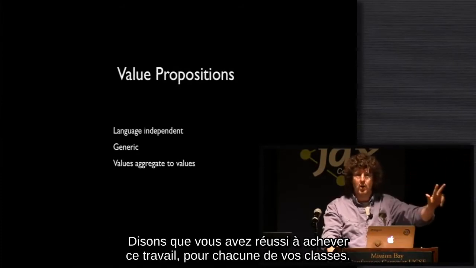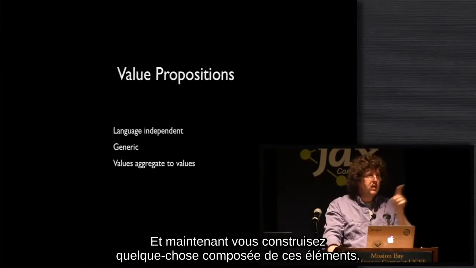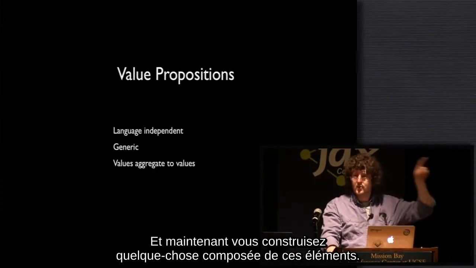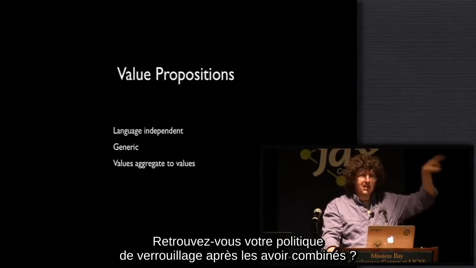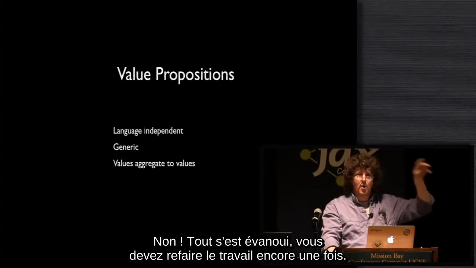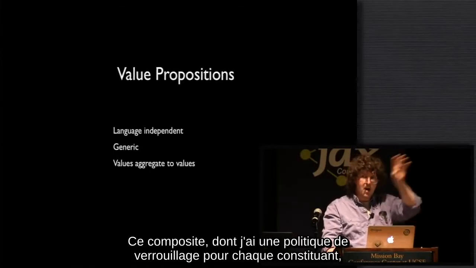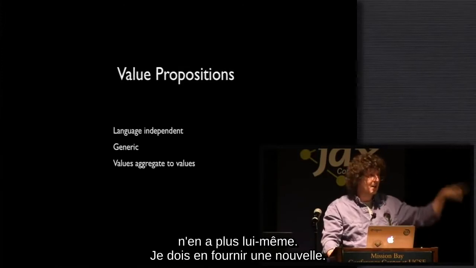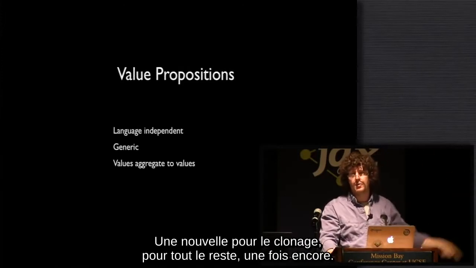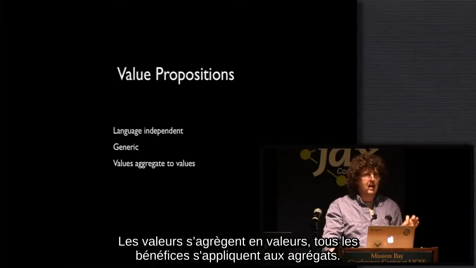Let's say you've done that work for every one of your classes. And now you build something that's a composite of those things. Do you get a lock policy from combining them? No. It all falls away. You have to do it all over again. This composite of all these things for which I have lock policies now no longer has a lock policy. I have to come up with a new one, a new cloning policy and everything else, over again. Values aggregate to values. All the benefits apply to aggregates.